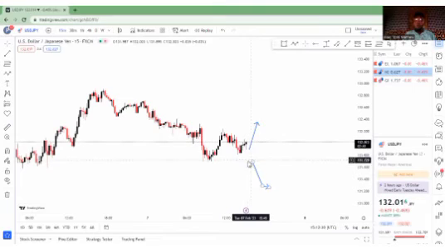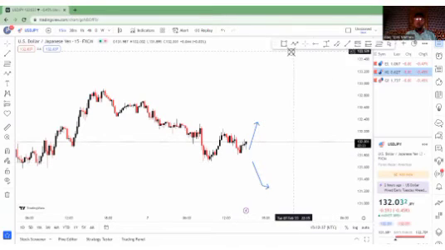So I want price to come down up to this zone before I start placing my order. I just want to place a buy limit, so that when price gets to this point, it triggers my buy.